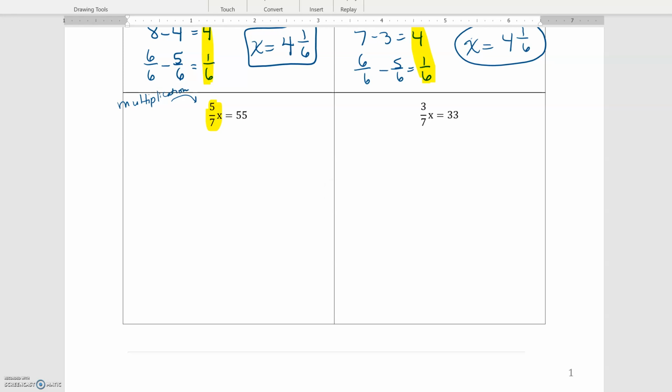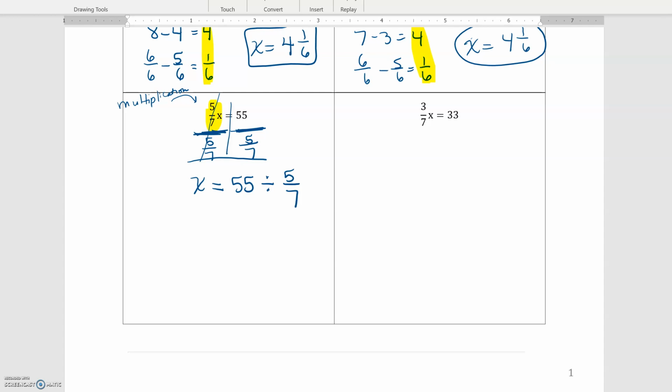To solve this, I have to do the inverse operation, or opposite operation, on both sides. If I'm multiplying by 5/7 to find the answer for x, I need to divide both sides by 5/7. I'm using a fraction bar to help me see that division. That helps me because dividing 5/7 by 5/7 gives me 1. So I'm left with an x, and a division problem here of 55 divided by 5/7.